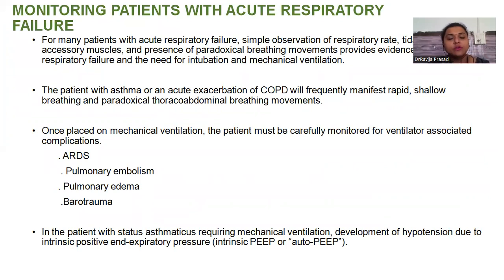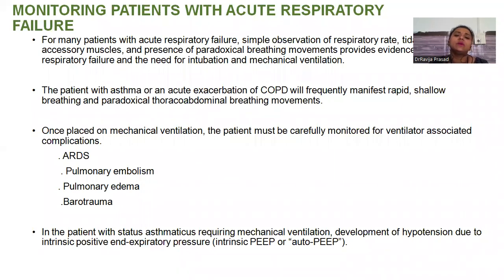Now, how are you going to monitor the patient with acute respiratory failure? For many patients with acute respiratory failure, simple observation of respiratory rate, tidal volume, accessory muscles, and the presence of paradoxical breathing movement provides evidence for the respiratory failure and the need for intubation and mechanical ventilation.